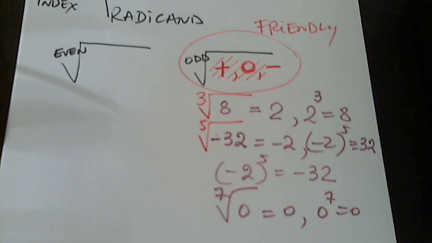So never be afraid of a radical with an index that is an odd number. The smallest is 3. There is no index 1 or negative. Okay, so the index is 3, that is odd, 3, 5, 7, and so on and so forth.